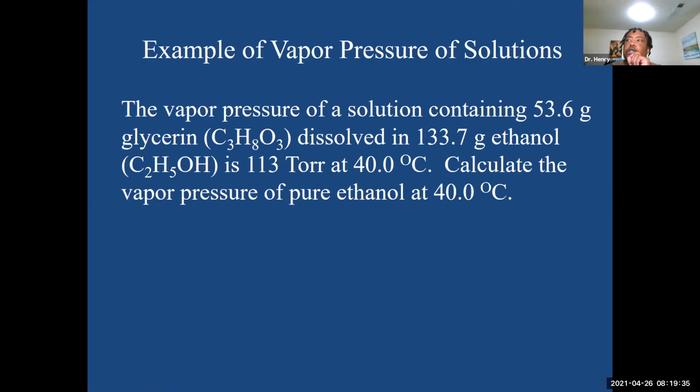The vapor pressure of a solution containing 53.6 grams of glycerin dissolved in 133.7 grams of ethanol is 113 torr at 40 degrees Celsius. Calculate the vapor pressure of pure ethanol at 40 degrees Celsius. So how are we going to start here?